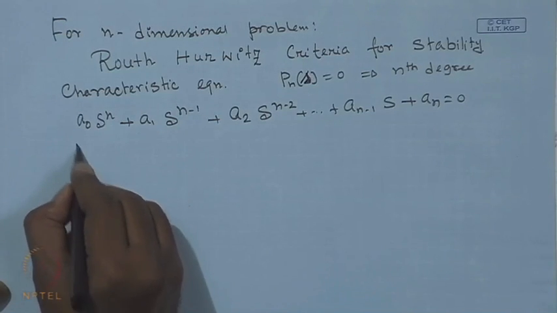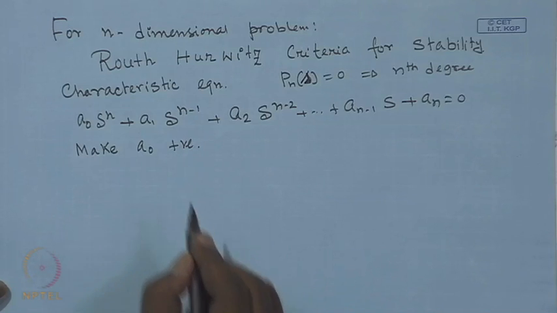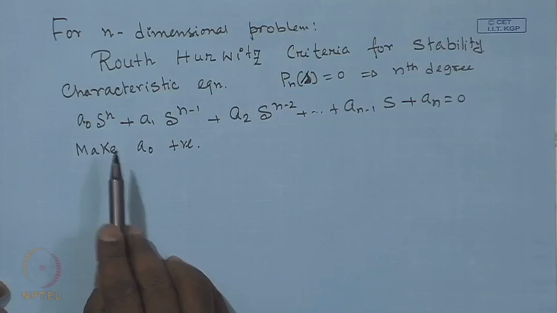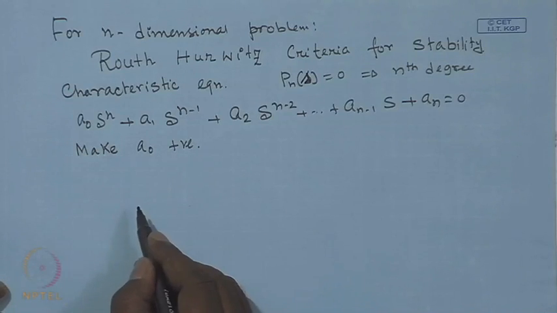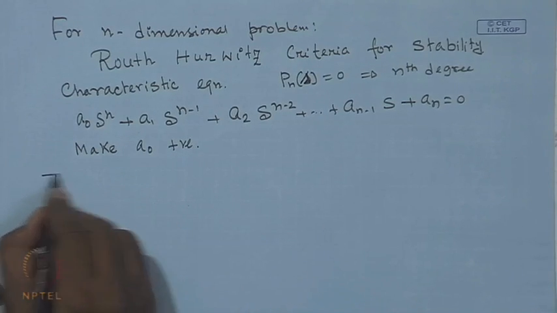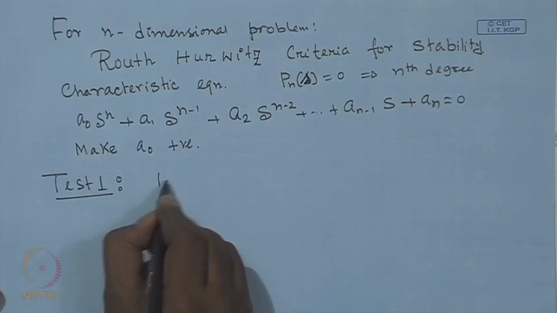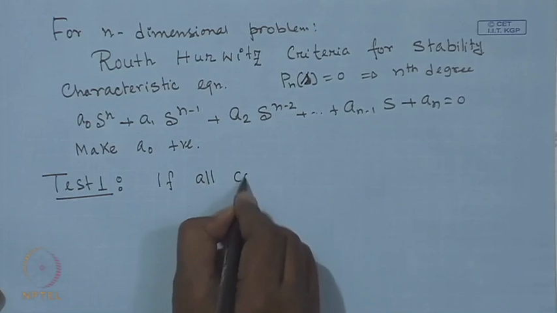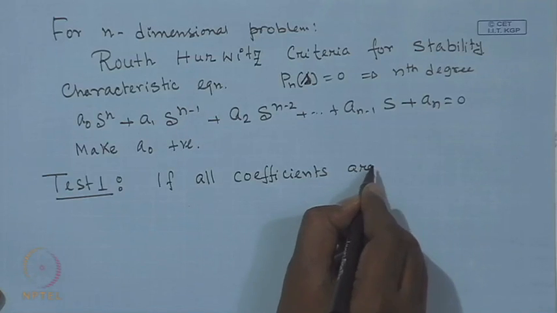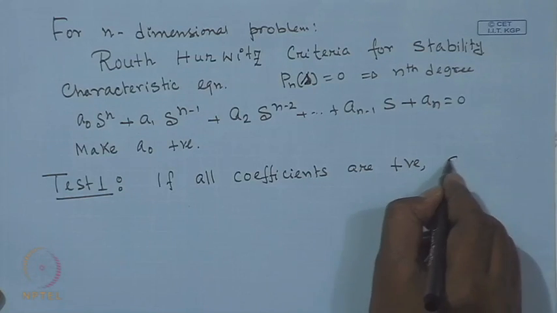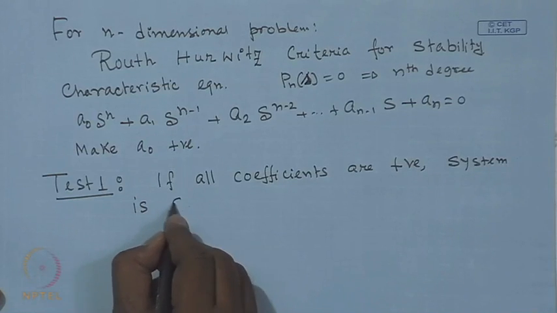Now, you make a0 positive. Even if a0 is not positive, if it is negative, then multiply both sides by -1 and make a0 positive. Then the first test goes like this. So, this is test 1. Test 1 says that if all coefficients are positive, the system is unconditionally stable.